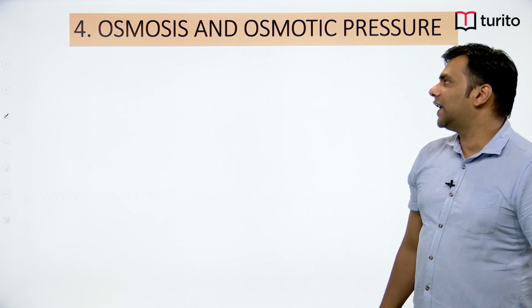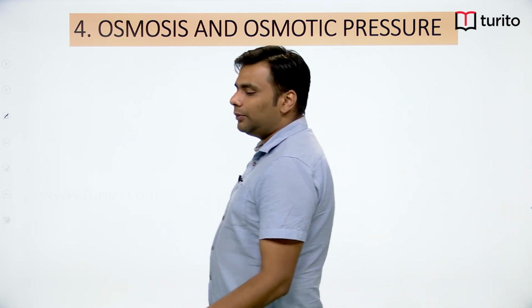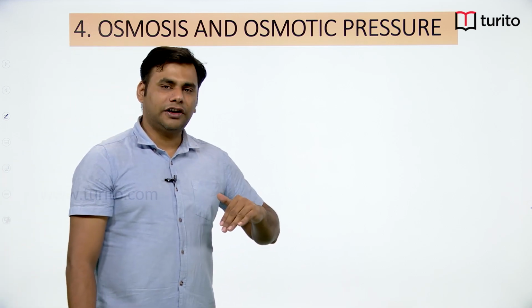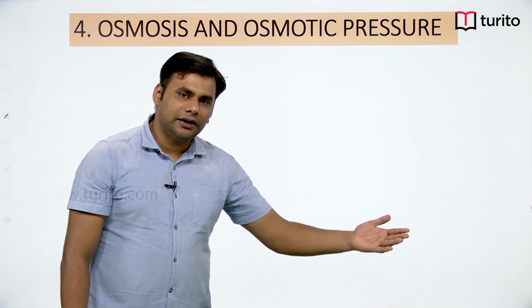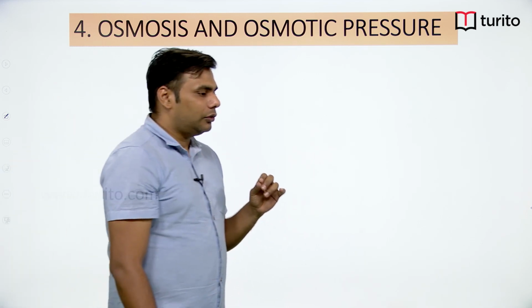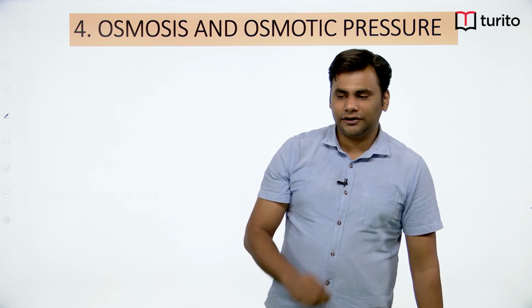Now most of us have encountered this term, osmosis. Osmosis is basically the flow of solvent from one solution to the other through a semi-permeable membrane. A very common example is, you might have seen raisins at your home.